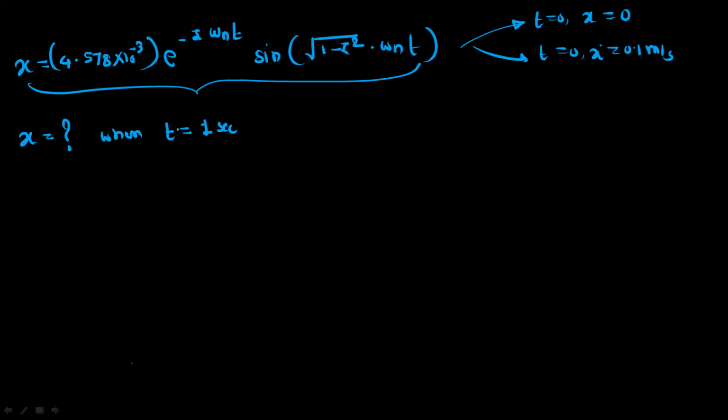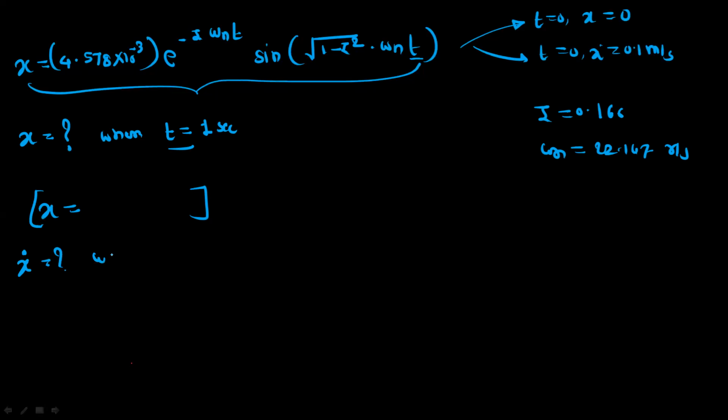Okay. So put the value t is equal to 1 second in this equation and put the remaining values: zeta, which is 0.166, omega n 22.147, and t as 1 second. Okay. And get the value of x. So this is your first answer. And second question is, what is x dot, that is the velocity, when t is equal to 1 second?